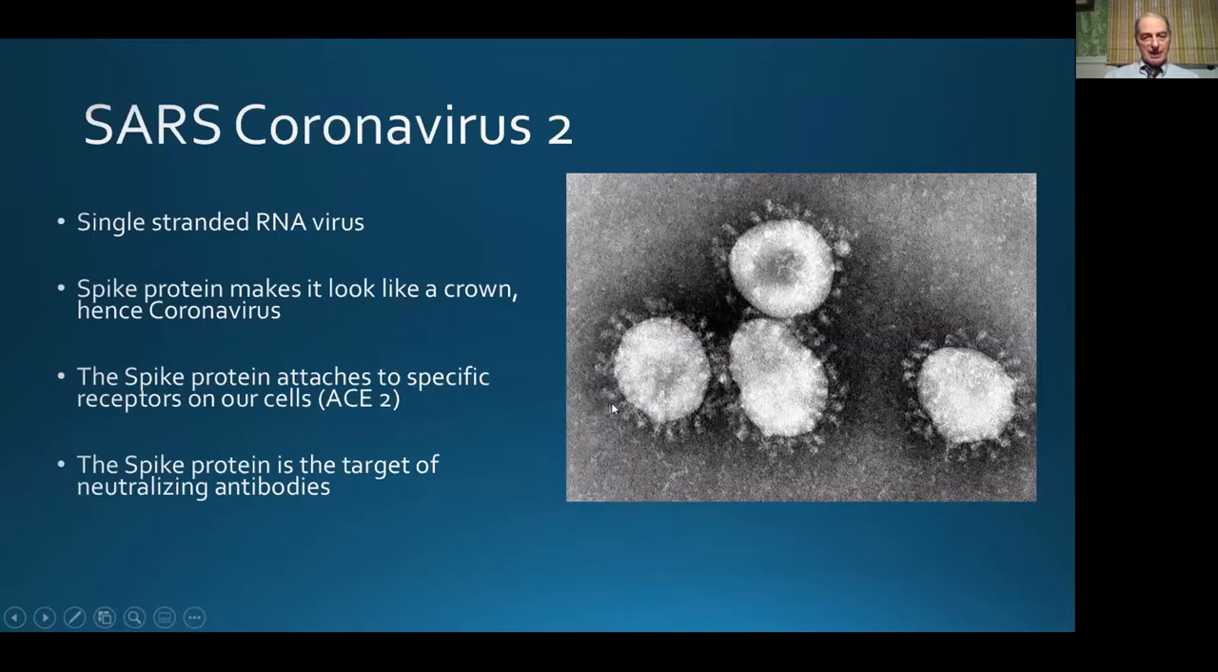The spike protein is key because this is the protein that attaches to our cells, to something called the ACE2 receptor, which we'll mention in the next couple of slides, so we'll talk about it there. But I just want to point out that this outer protein is the target of the neutralizing antibodies that we believe are protective against infection. And this spike protein is the target that is in all of the vaccines because we want to induce antibodies to it.